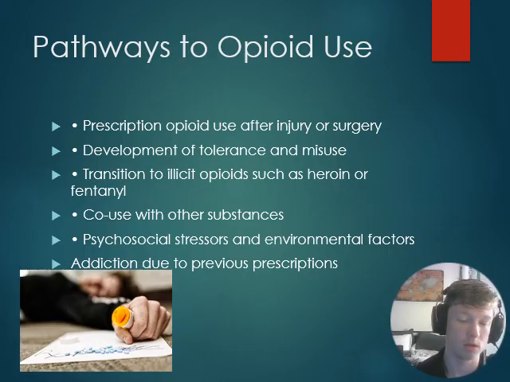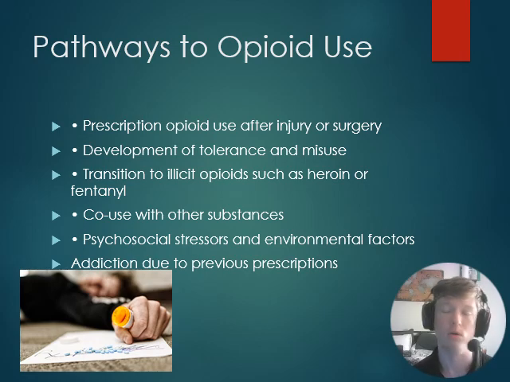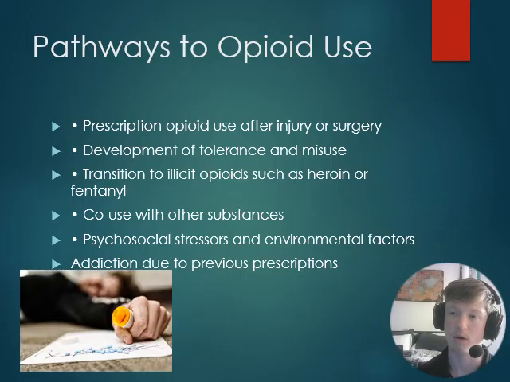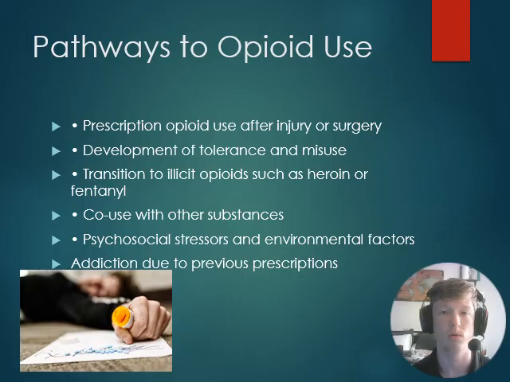Co-use with other substances is pretty common. We'll see people who use alcohol and narcotics in conjunction, which leads to an array of problems that we'll get into later that ultimately make it harder to manage that overdose.